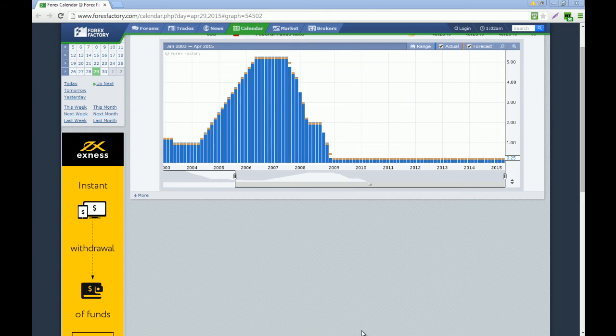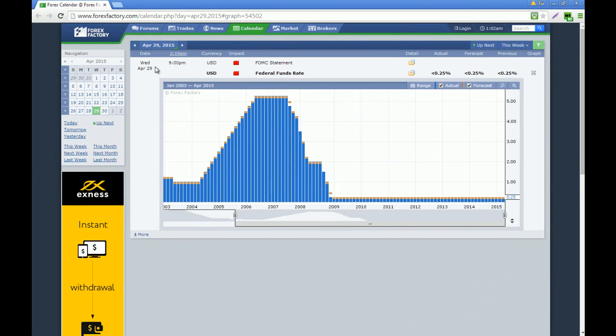Now, this gives you an overall feeling of what this number means, of what this economic event means, or what the federal funds rate means. If the U.S. economy is improving, we are going to see a hike in the interest rate. If not, we are going to see the Fed keeping the rate at lower than 0.25% for a further look at the economy. Now let's go to the MT4 platform on April 29th at 9 p.m.